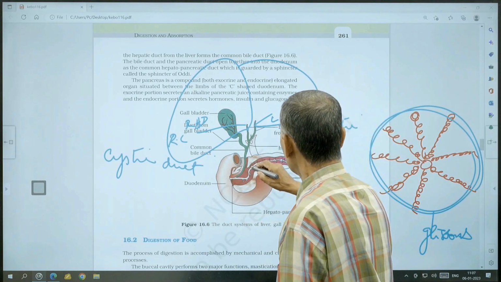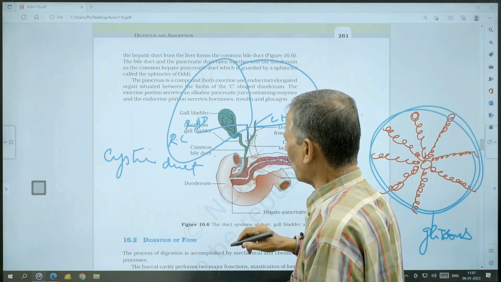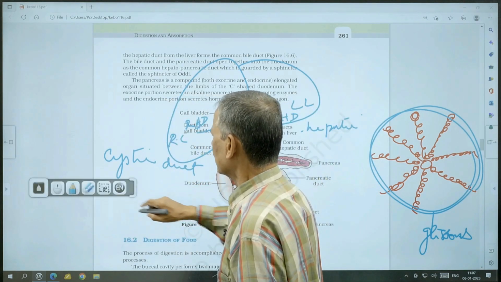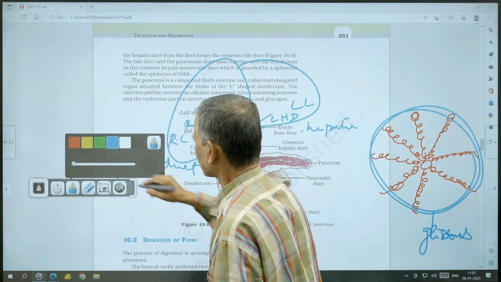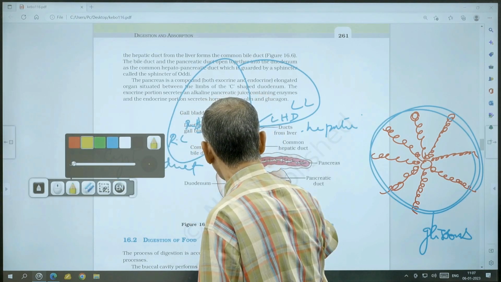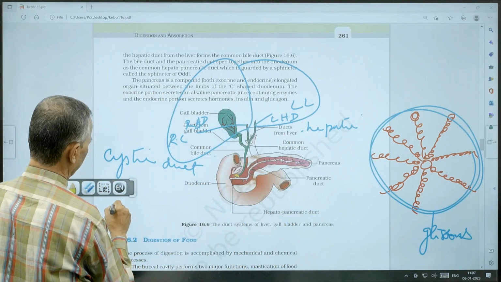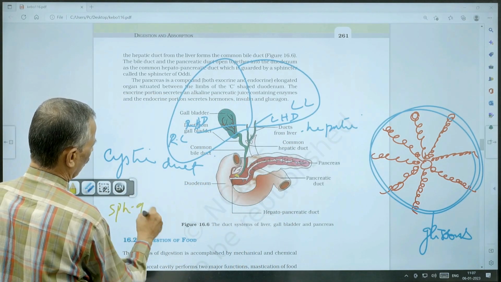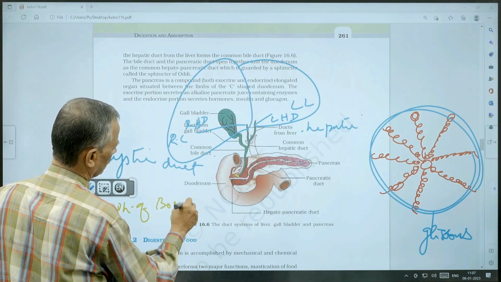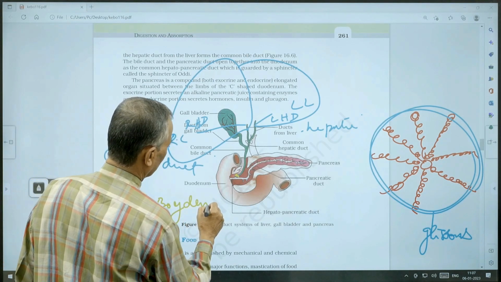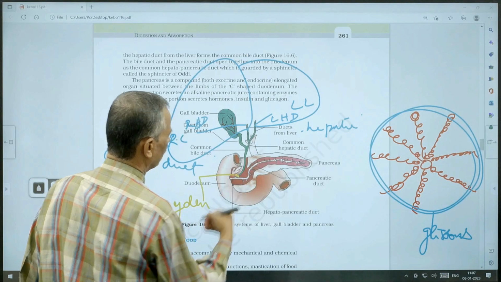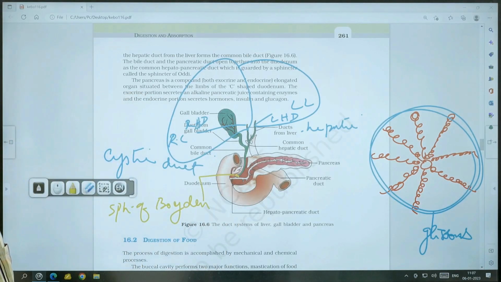And at that point, you are having a sphincter. That sphincter is called the sphincter of Boyden. This sphincter of Boyden will regulate the flow of bile from the liver and gallbladder.